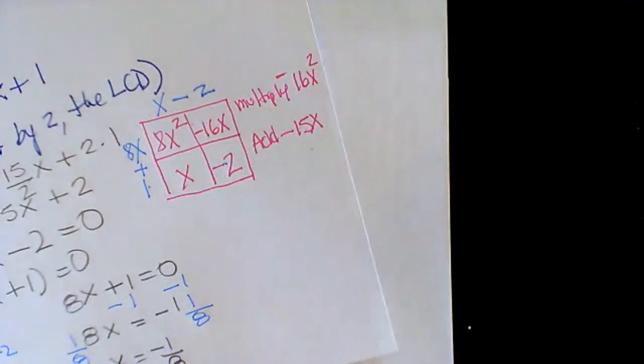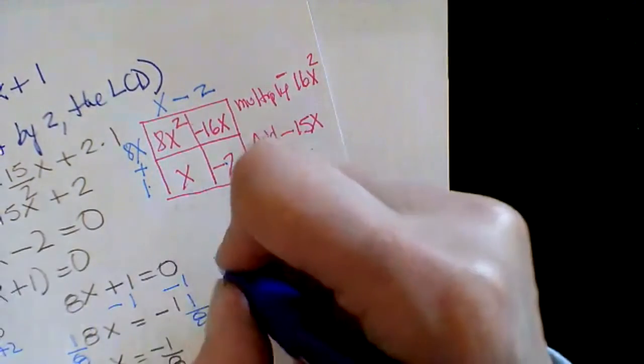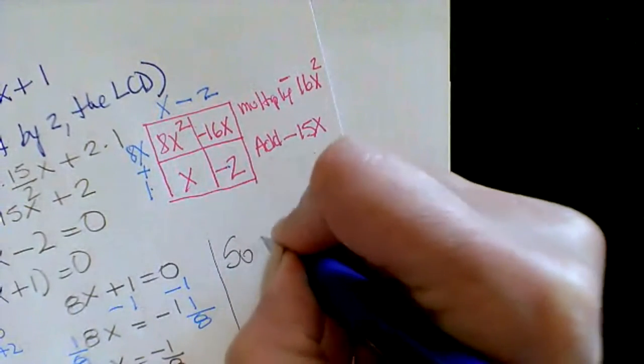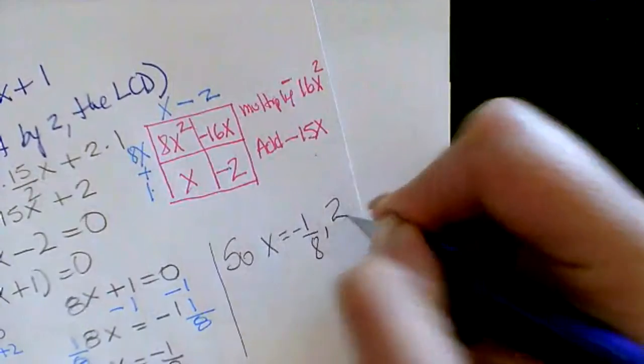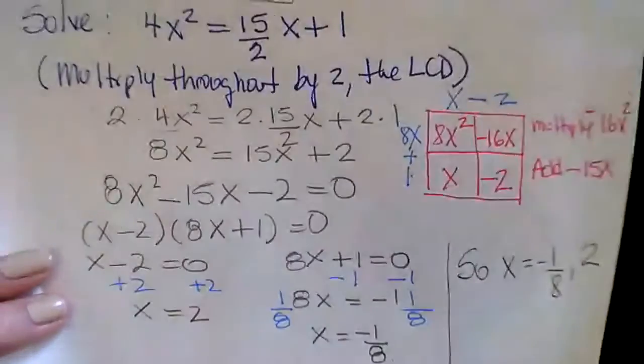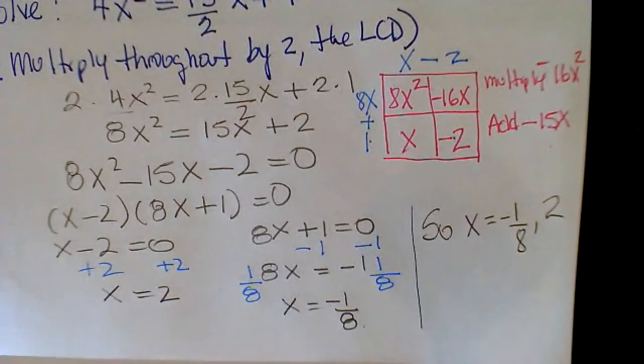So what do I have? I have x is equal to negative 1 over 8 and 2. Okay?